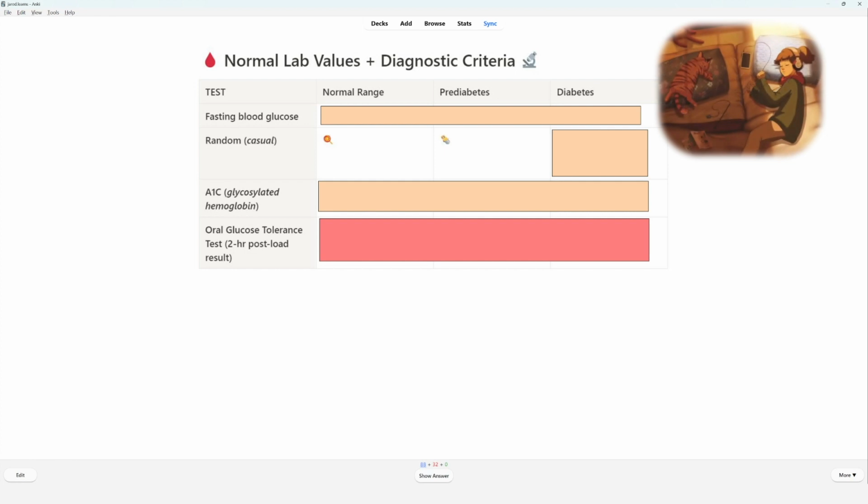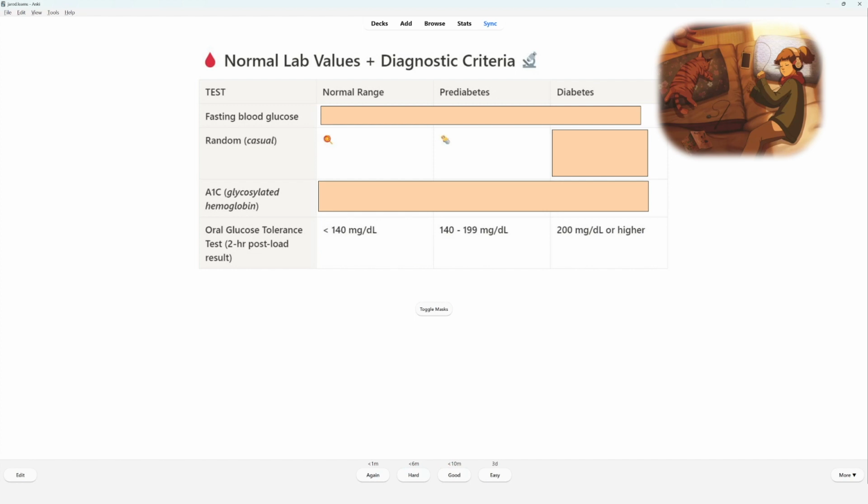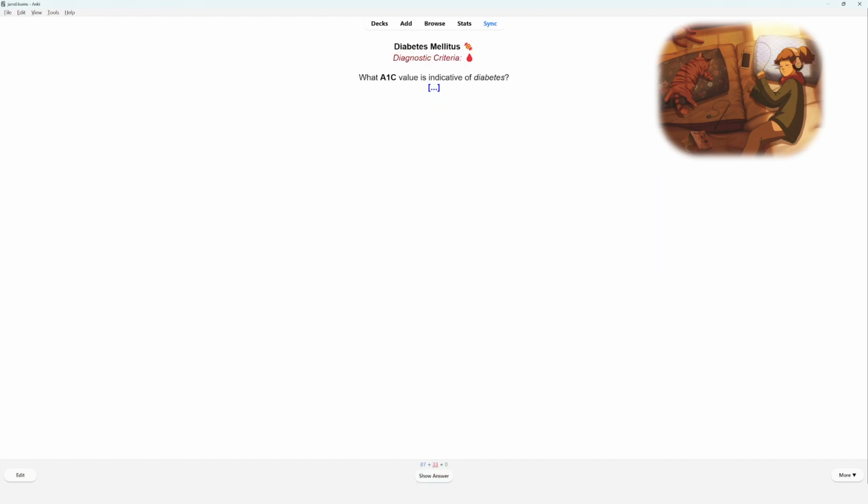Oral glucose: over 200 is diabetes, 140 to 199 is pre-diabetes, under 140 is normal. Okay. A1C indicative over 6.5%. Diabetic retinopathy's appearance in the eyes is due to restricted blood flow. That is from cotton wool spots.